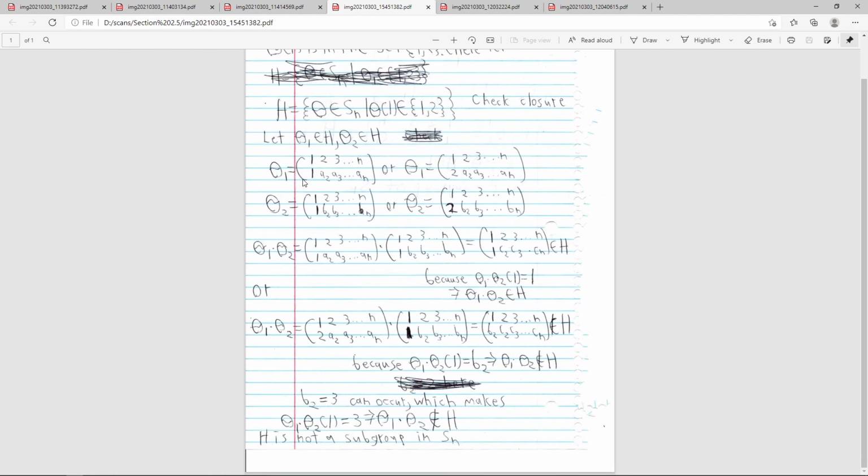First we have to set this up like normal. So theta 1 is in H, theta 2 is in H. So theta 1 has 2 possibilities and theta 2 has 2 possibilities. So 1 goes to 1, or 1 goes to 2, basically, is the main difference. So then 1 goes to 1 and 1 goes to 2 for theta 2. And for theta 1 times theta 2, we have to check 4 of these. We have to check the multiplication of all the combinations. So there's 4 possible combinations.